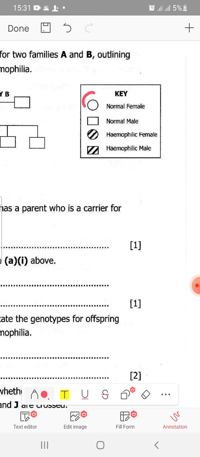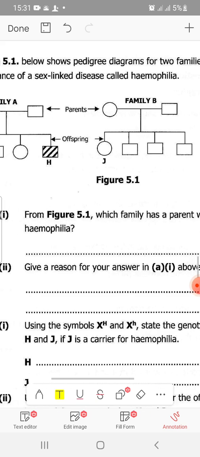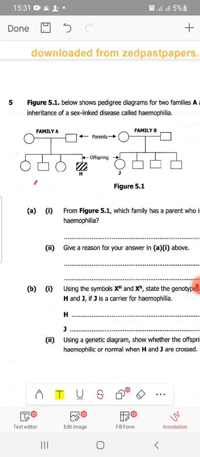If you see this circle which is not shaded, it's a normal female. If you see this rectangle box here which is not shaded, it's a normal male. Then the circle shaded, that's a hemophilic female, and the box which is shaded is the hemophilic male. So from the key, now let us go to the question. Family A and family B. So these two are the parents.